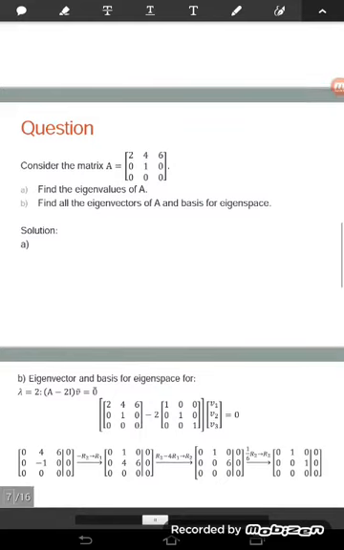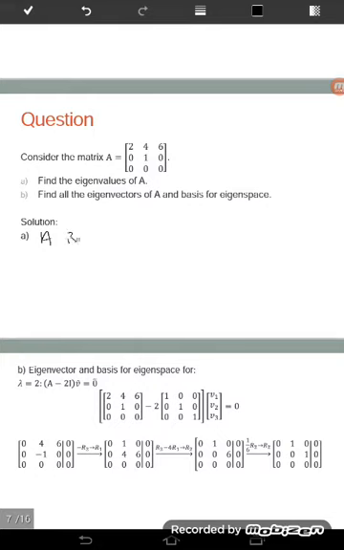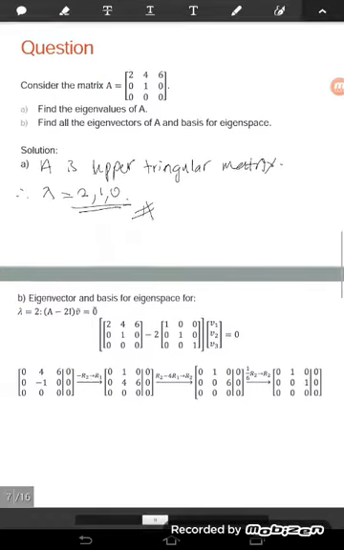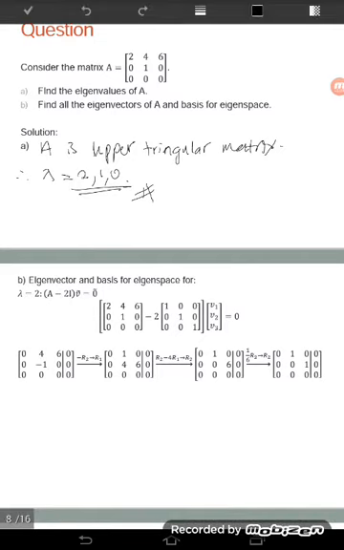Okay, so matrix A is upper triangular matrix. Okay, so therefore eigenvalues is equal to 2, 1 and 0. Okay, so tak payah nak kira. Okay, so sebab dia upper triangular matrix. Okay, so after we have the eigenvalues, so find the eigenvector of A and basis of eigenspace. Okay, so find the eigenvector for lambda equal to 2.